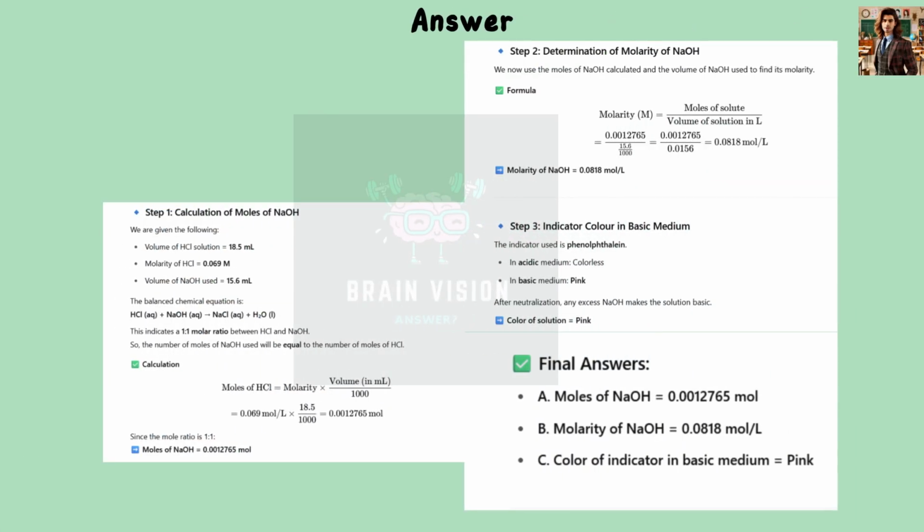Step 1. Calculation of moles of NaOH. We are given the following. Volume of HCl solution is 18.5 milliliters. Molarity of HCl equals 0.069 molar. Volume of NaOH used equals 15.6 milliliters.